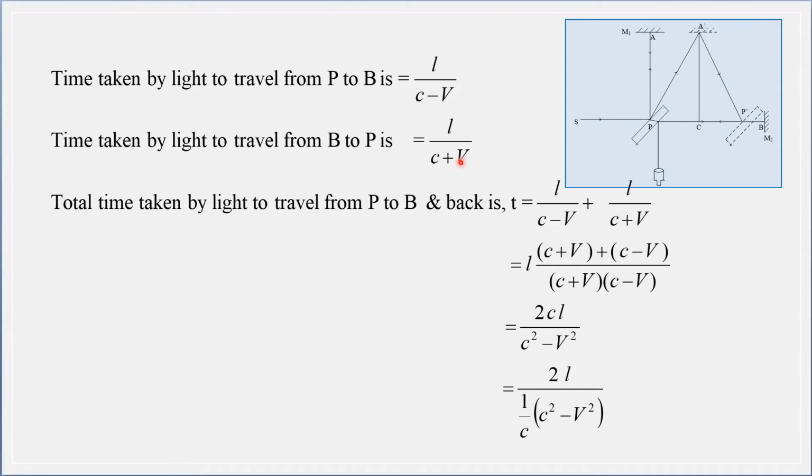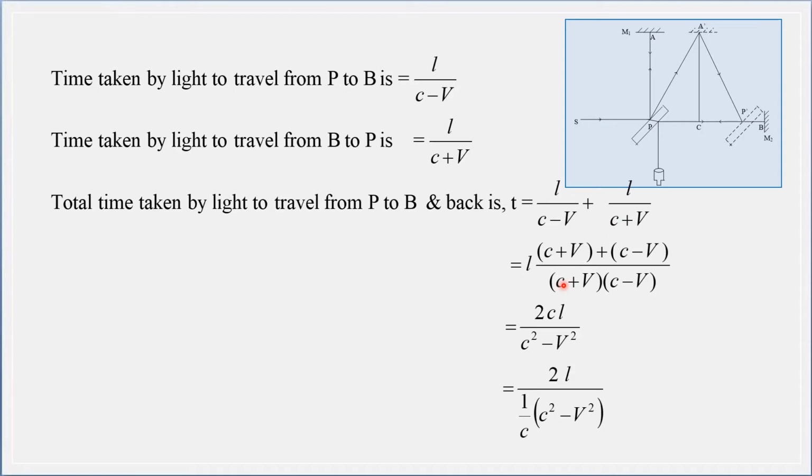Now the total time taken to go from P to B1 and B1 to P is T, and for that you have to add the time taken to go from P to B plus the time taken to go from B to P. So L by c minus v plus L by c plus v. Then you take that L outside. So what will remain there? 1 by c minus v plus 1 by c plus v.